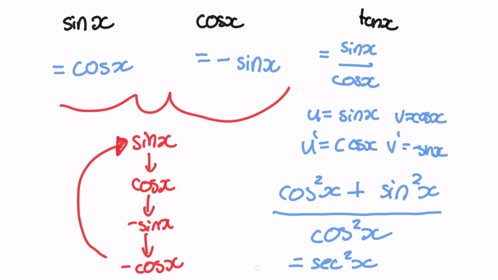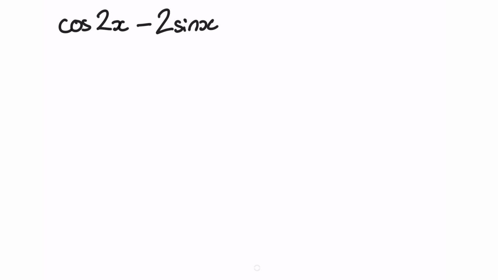Let's look at some practice questions. Let's say I've been asked to find the derivative of cos 2x minus 2 sine x. Well, as we've discussed, cos is going to turn into negative sine. So this turns into negative sine 2x. So whatever's inside the trigonometric function remains the same.